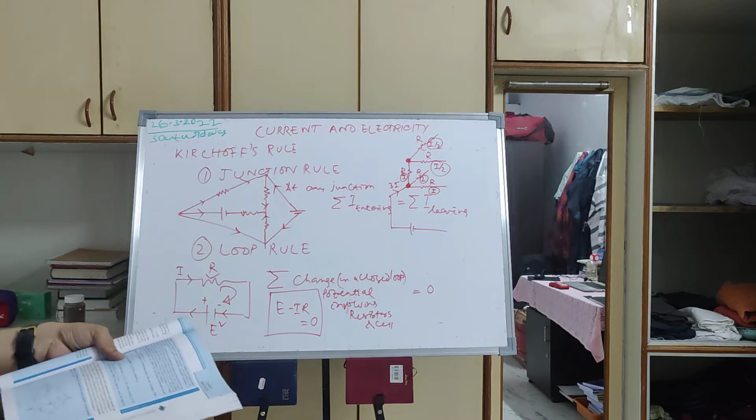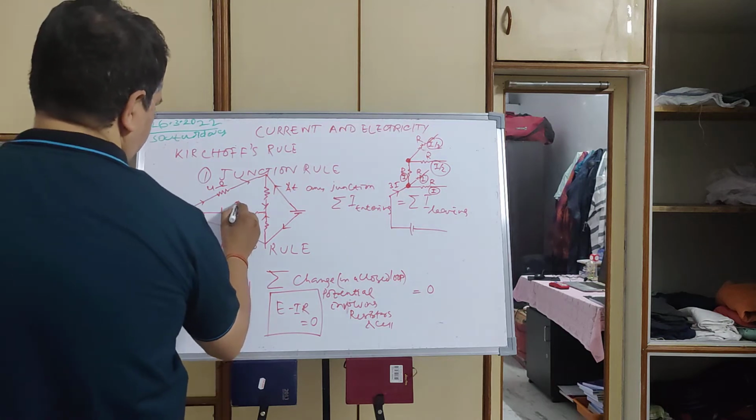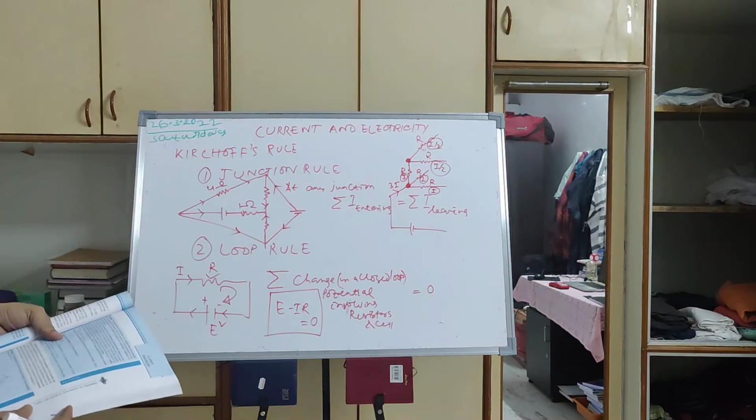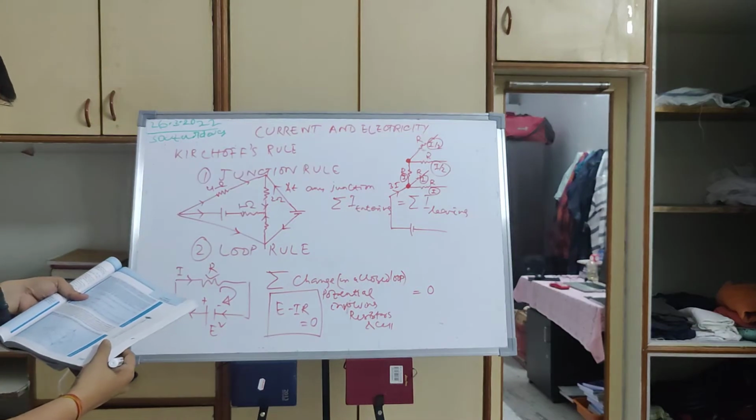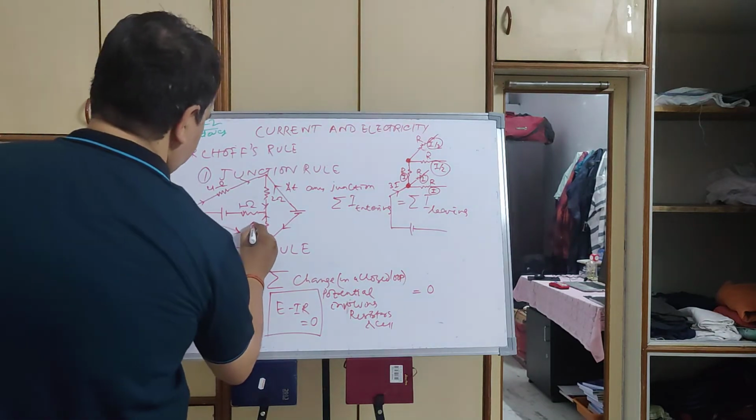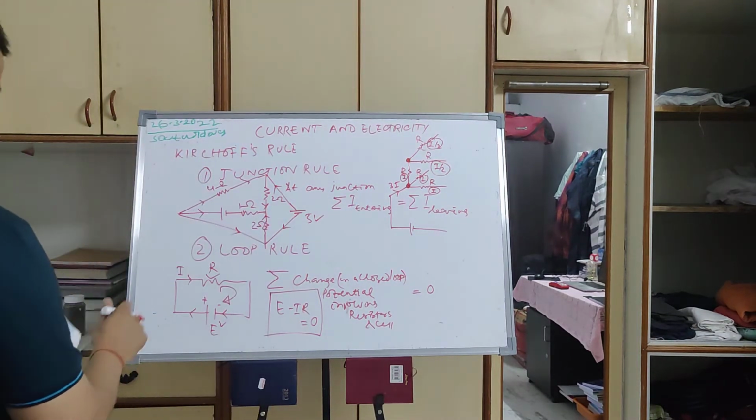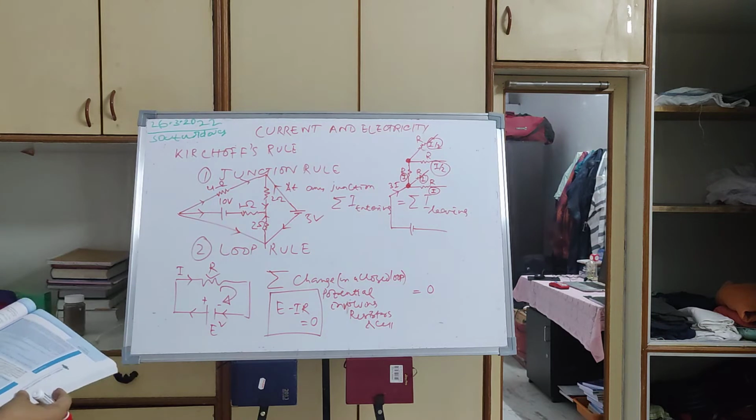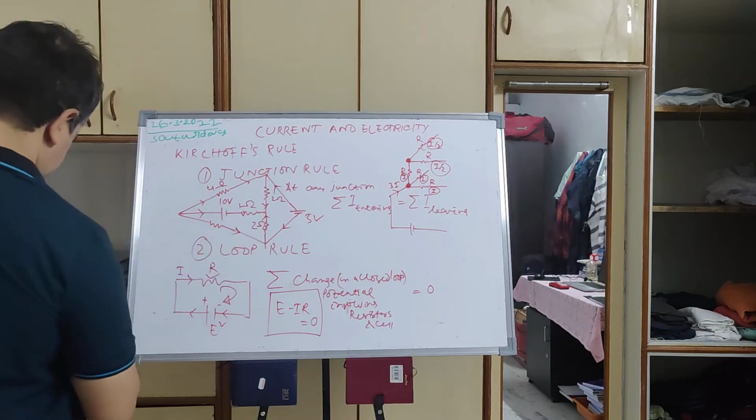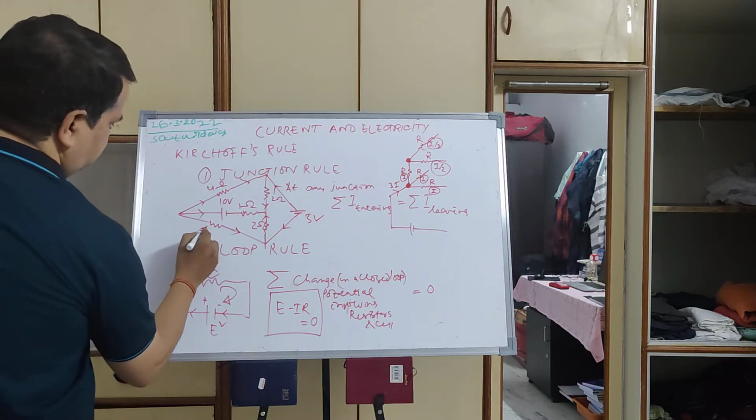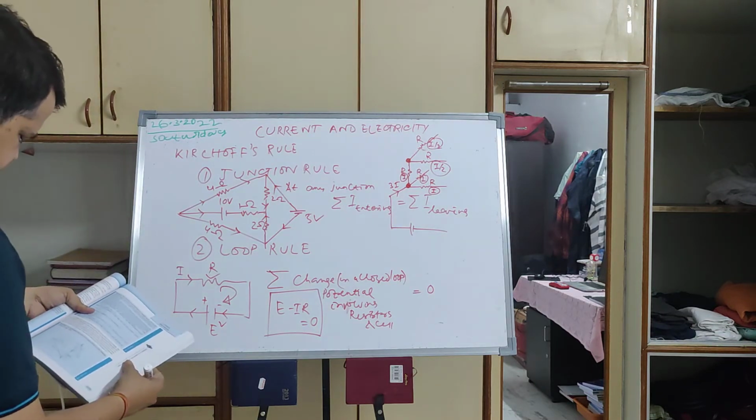So let us say some typical example. This is 4 ohm. This is 1 ohm. And then this is 2 ohm. And then this is also 2 ohm. And this is 5 volt. And this is 10 volt. And let us say there is a resistance here. This is 4 ohm. This is 1 ohm. 4 ohm.